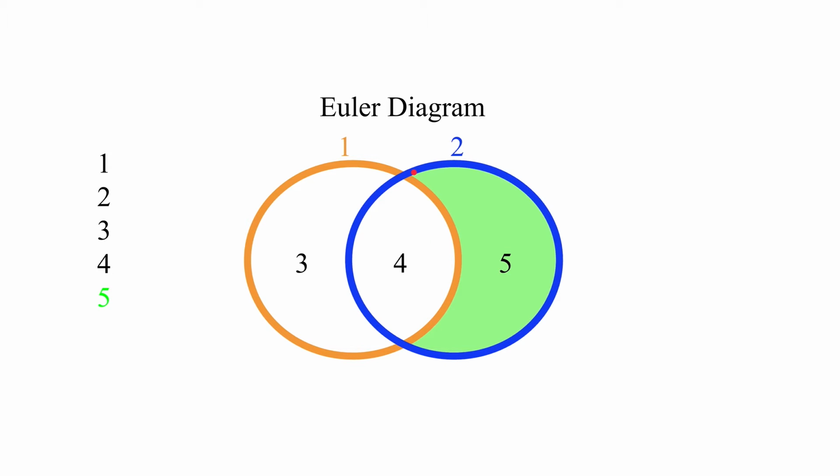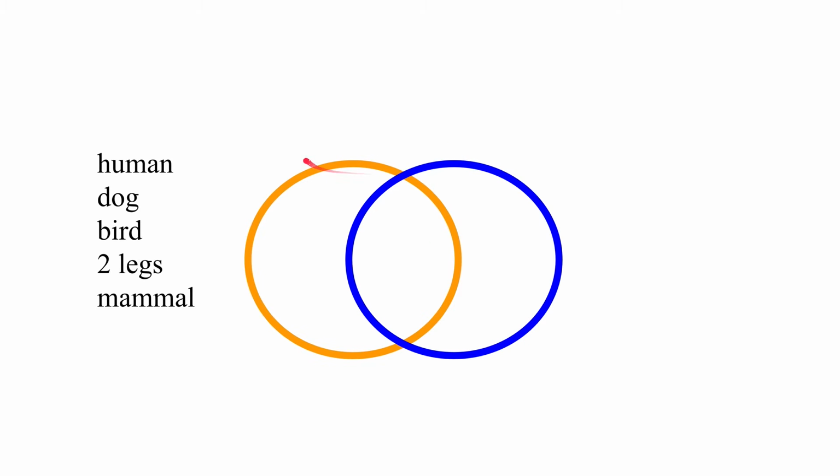We can use the relationships between those 5 sections to illustrate the relationships between different sets of objects. And before we apply this to debate, let's take a simpler case. Let's say that there are 5 sets. The first set is a set of all humans. Then we have a set of all dogs, a set of all birds, a set of all two-legged animals, and finally a set of all mammals.